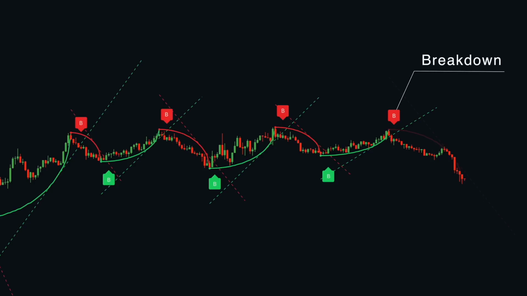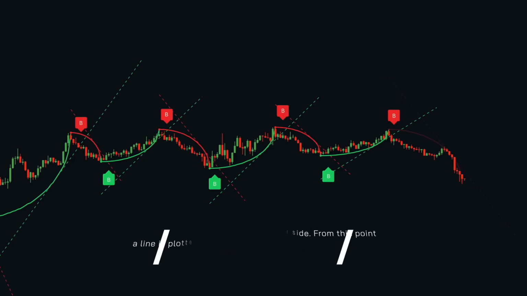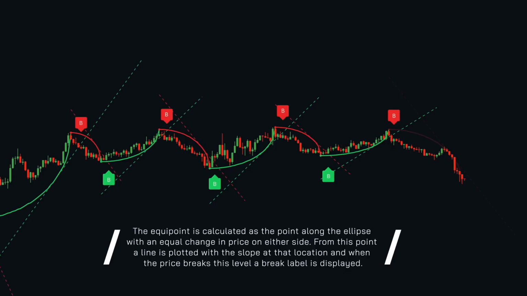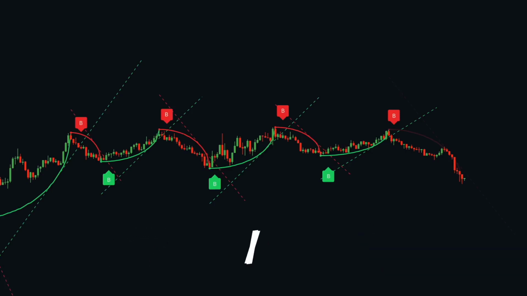print a break label. Unlike other zigzag or pivot point indicators, Ghost Tangent Crossings only has a pivot look-forward input. This is because the look-back is automatically adjusted based on the last known zigzag. This allows the indicator to dynamically look for the most recent valid market movement. The equipoint is calculated as the point along the ellipse with an equal change in price on either side. From this point, a line is plotted with the slope at that location, and when the price breaks this level, a break label is displayed.